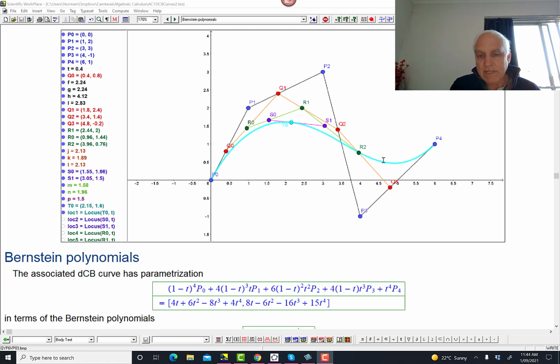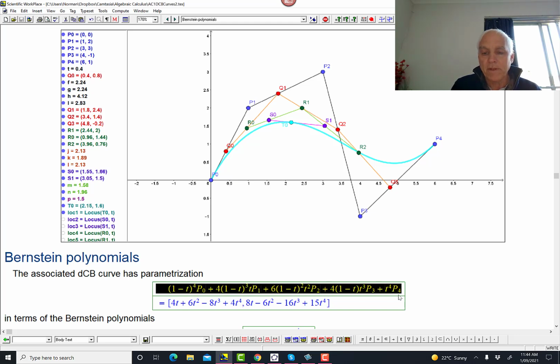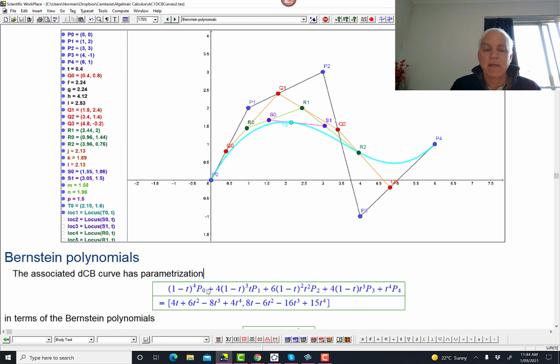Okay, so this particular curve, we know what the control points are. They're, in fact, just right here, P0 to P4. So here is the general form for the curve expressed in terms of this parameter t. We saw that last time. There are these polynomials, which are the Bernstein polynomials. These are the coefficients of P0, P1, P2, P3, and P4. These are polynomials in t. They're all of degree 4 in this case.